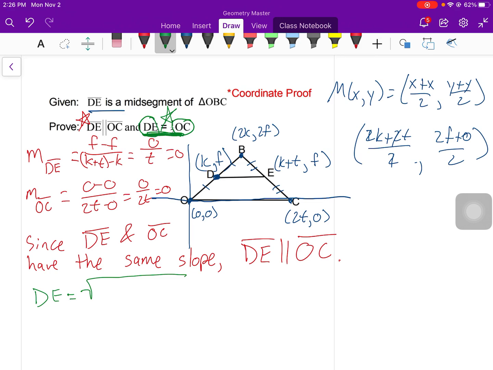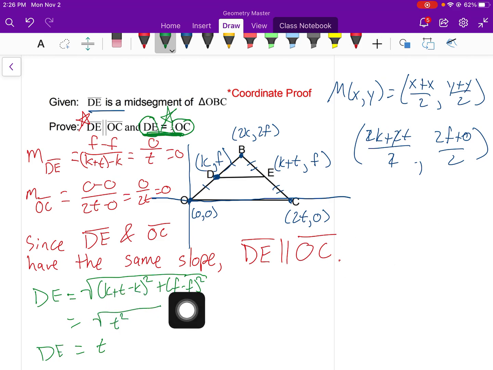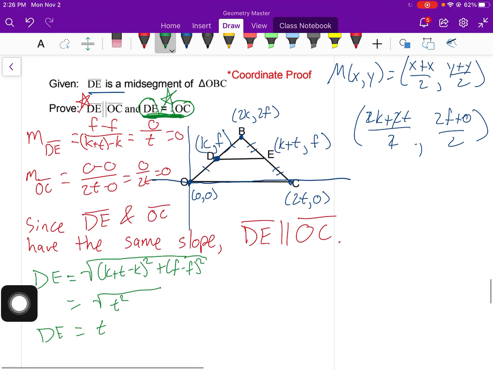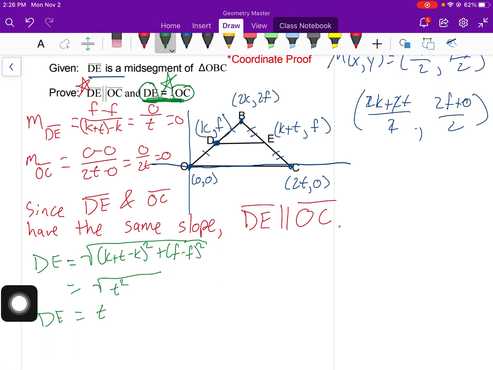So the length is going to be the distance: the square root of (k plus t minus k) squared plus (f minus f) squared. This just becomes the square root of t squared, which is t. All right? The k's canceled out, and the f's canceled each other out. So the length of DE is just t, whatever t is. Because of how we picked this, you could have just counted over.